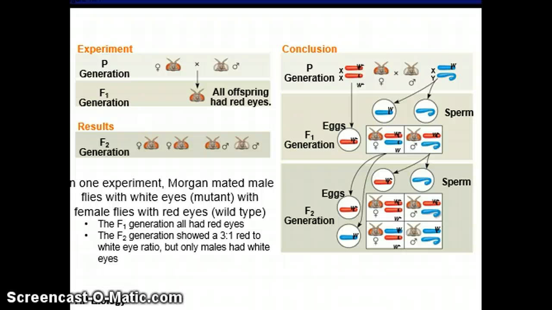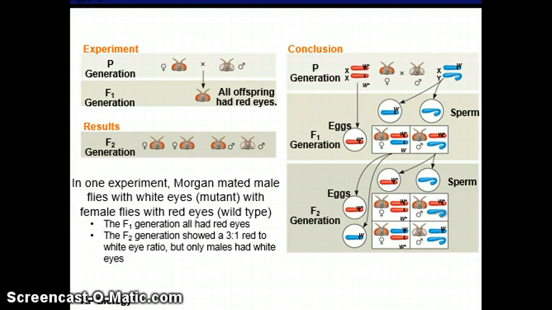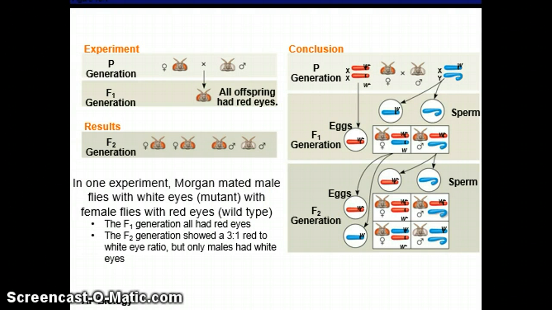So this slide is actually talking about how Morgan did a lot of work with fruit flies, and you got a chance to do that with your lab. But one of the things that Morgan determined, he actually determined quite a bit. He learned a lot. And one of the things was that the white-eyed mutant allele had to be located on an X chromosome. And his findings supported the chromosome theory of inheritance.